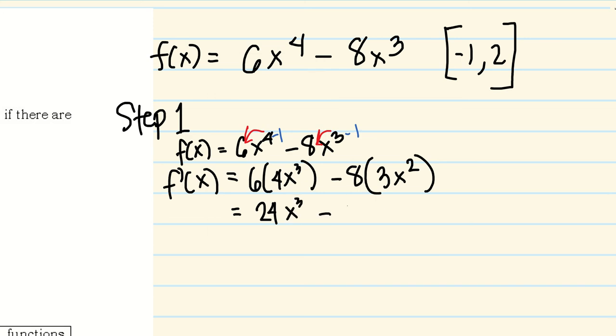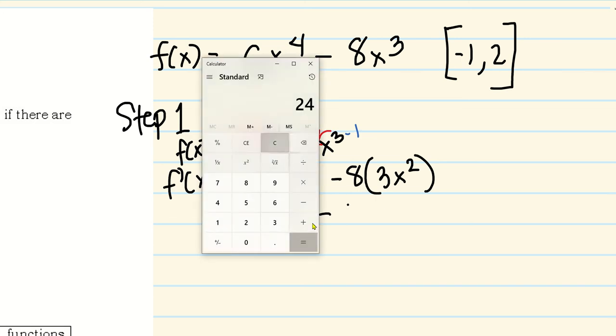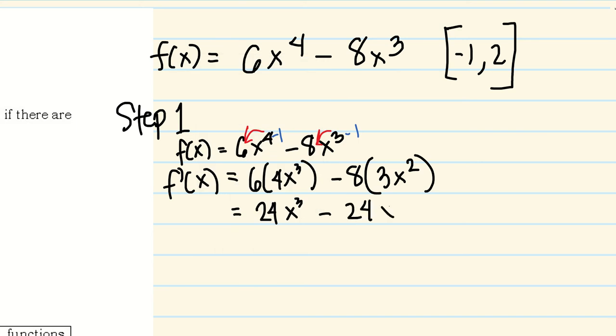X cubed minus 8 times 4 is also 8 times 3, which is 24x squared. Then we factor this 24x squared. What I did here is I get 24x squared, this has 24 and it also has x squared. So when I factor it out, the remaining is x minus 1.